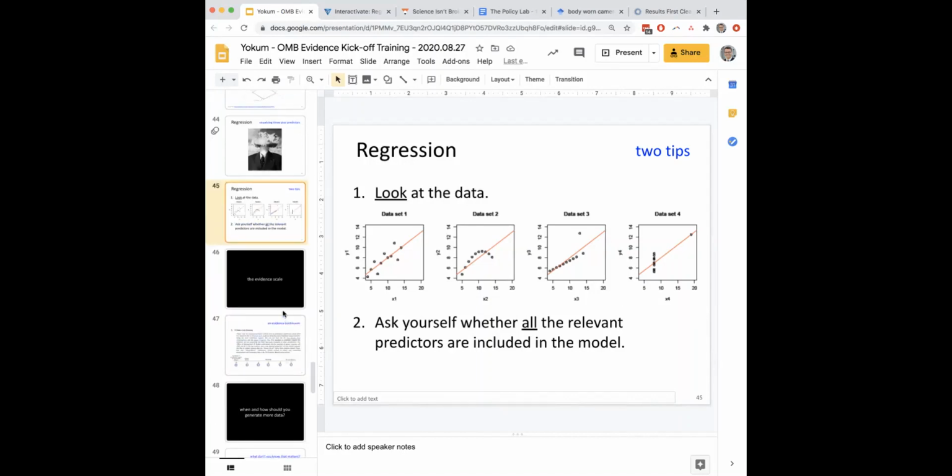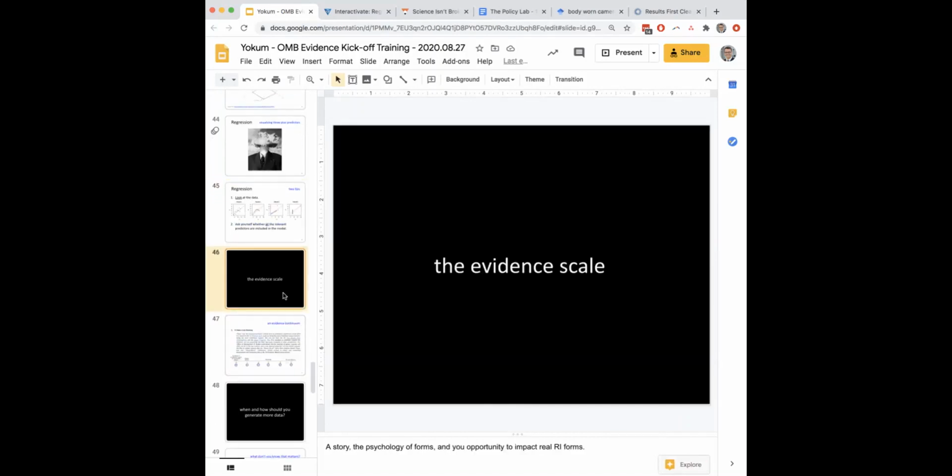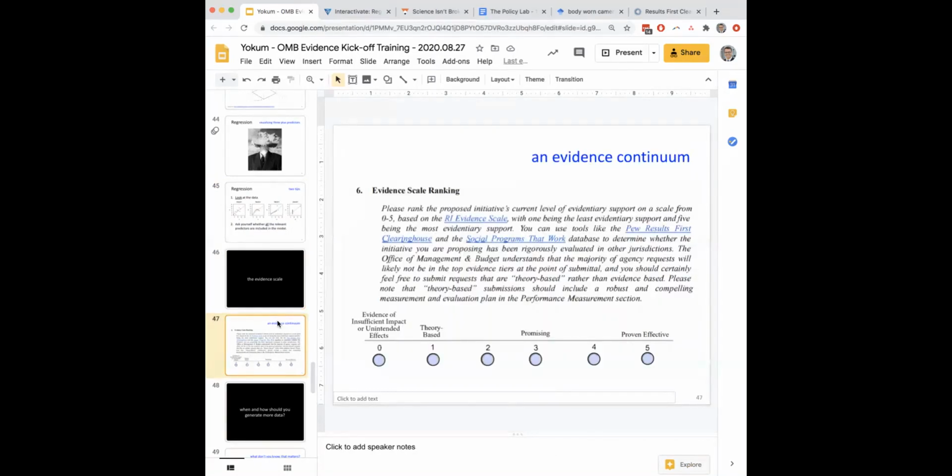All right. That concludes the sort of evidence 101. The evidence scale, to jolt your memory, is a 6-point scale from being theory-based to proven effective, as well as a 0 for a place where there might actually be growing evidence, but, unfortunately, of an insufficient or unintended effect. It is a tool meant to help you think about where you might be on this evidence continuum.